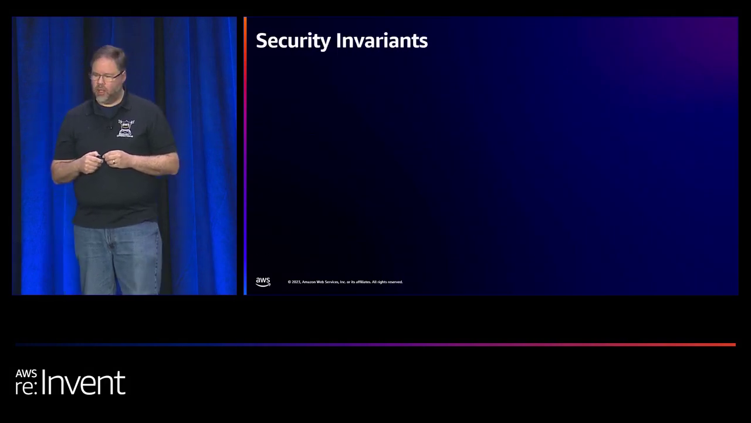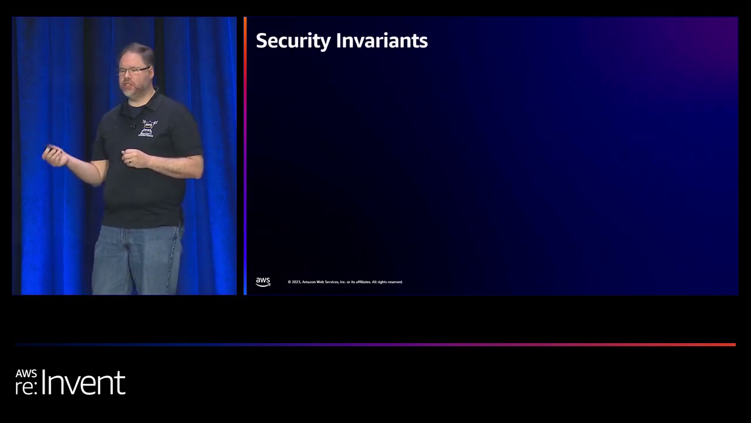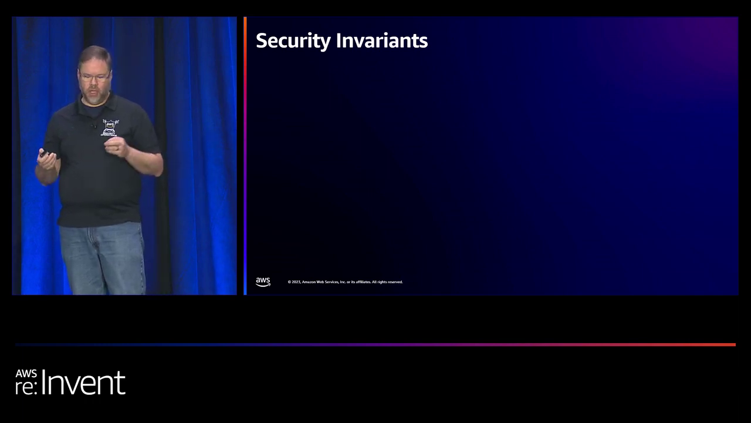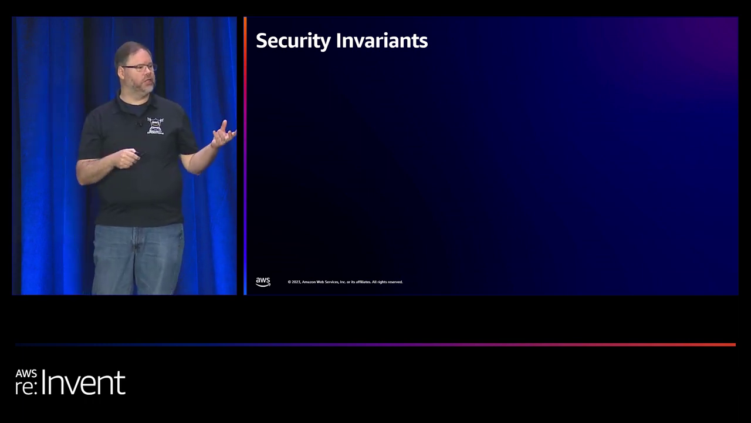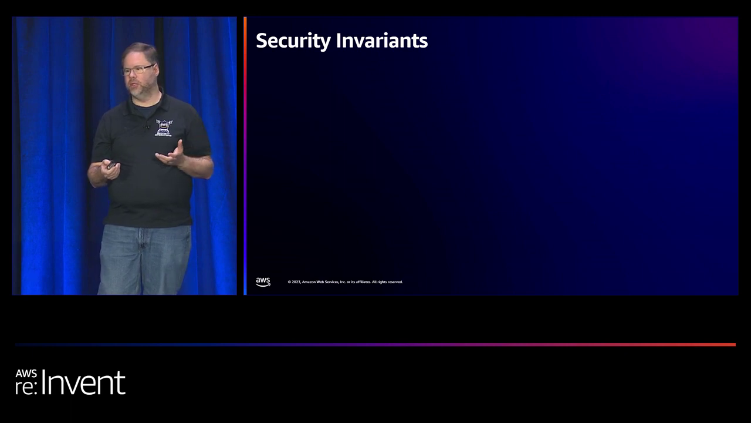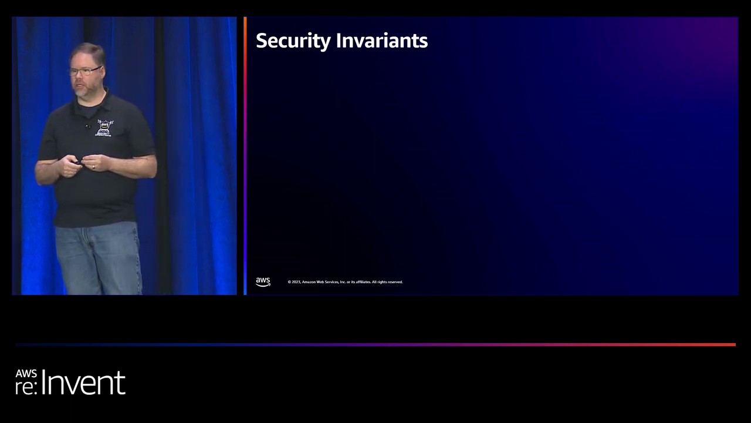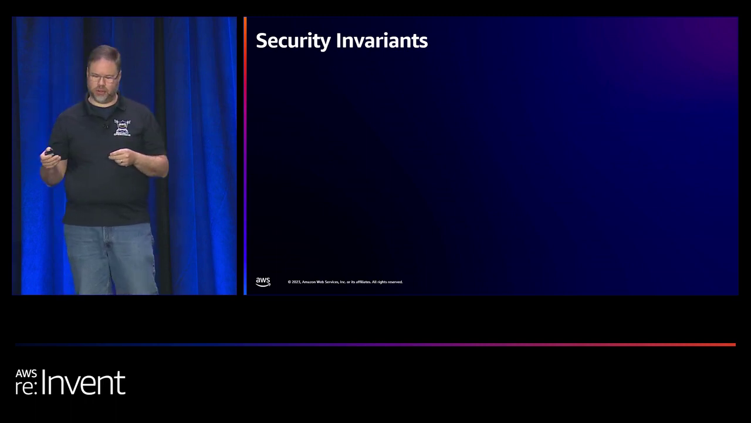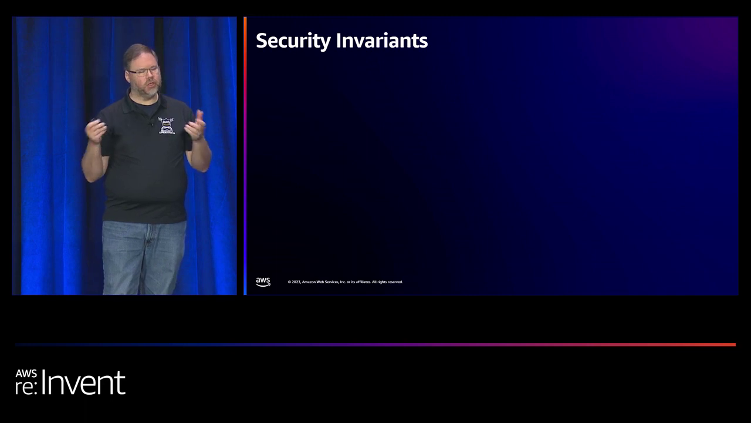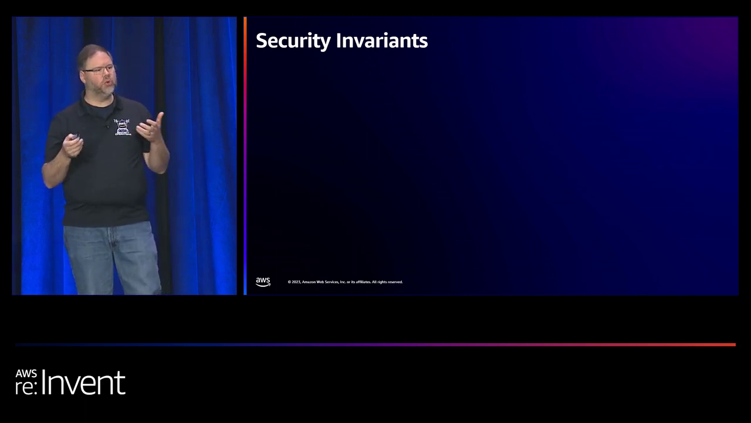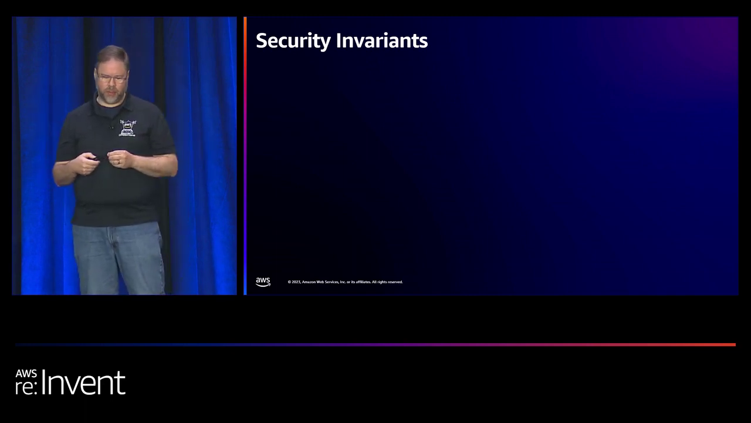So, an invariant is a statement that's always true. A security invariant is just an invariant about security. This is one of the tools that we use whenever we build anything internally. It really helps to just write down the statements that you think are always going to be true about your service. It makes your assumptions explicit. It leads to a clearer conversation with everyone.